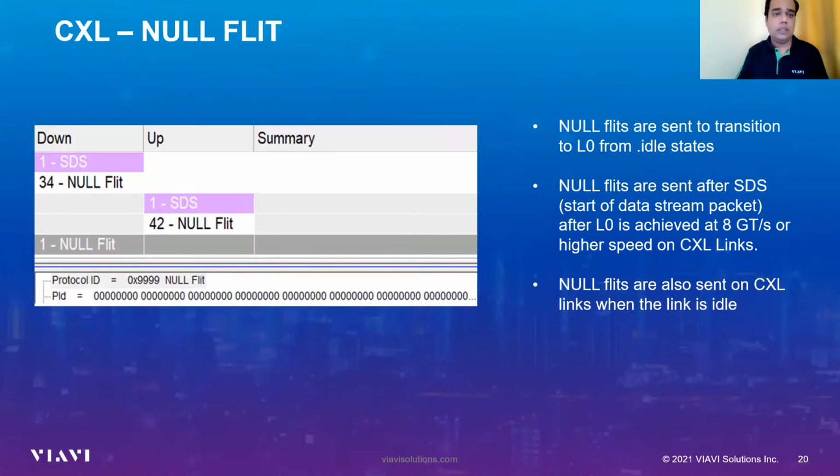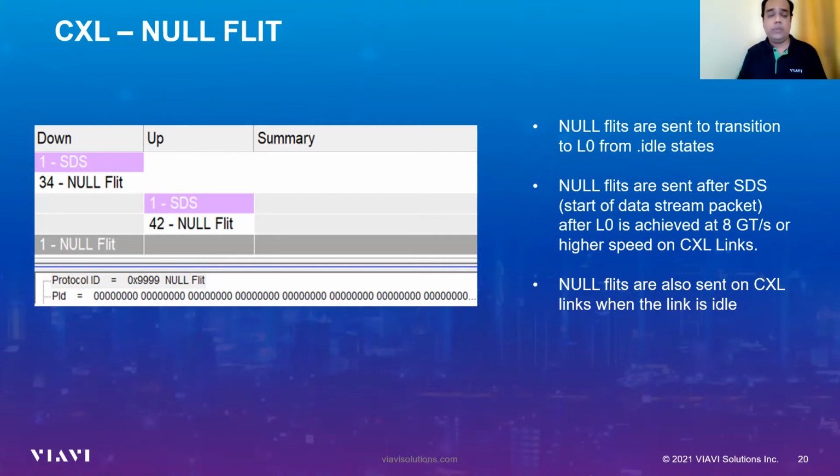Once the link gets into L0 phase, they send out what is called the start of data stream, or the SDS ordered set. Following the SDS ordered set exchange, they send out what are called null flits. The null flits are a unit of transfer on the link. We'll talk about what it looks like later. But as of now, just consider these are null packets on the link layer. The upstream and downstream both send out null flits after they send the SDS. And in order to transition to L0 phase, at least 4 null flits are needed.